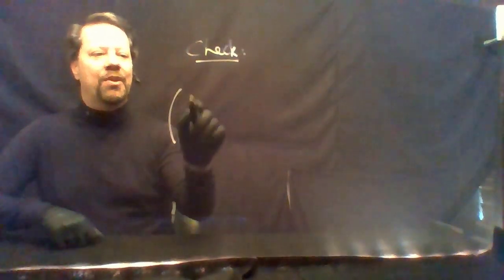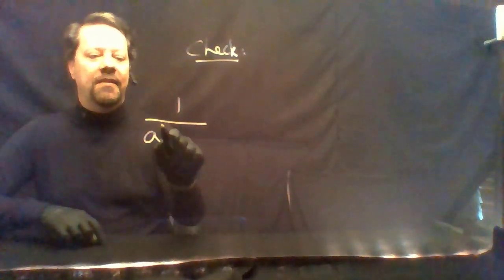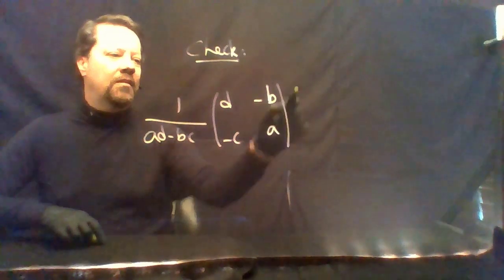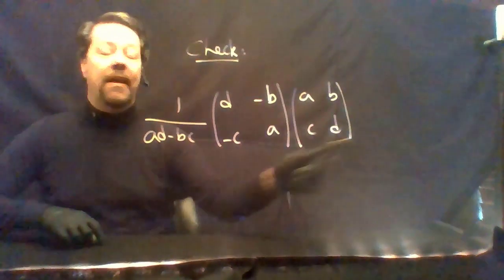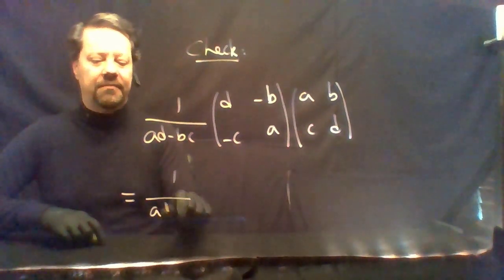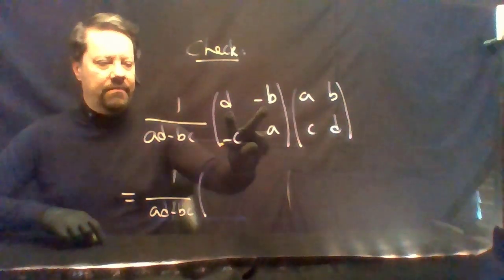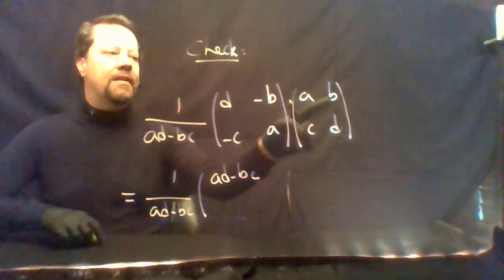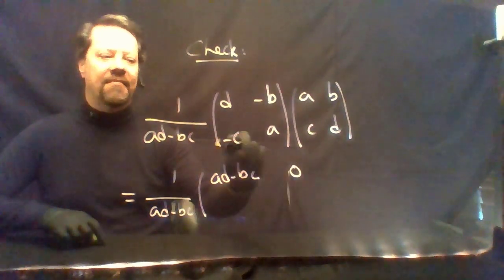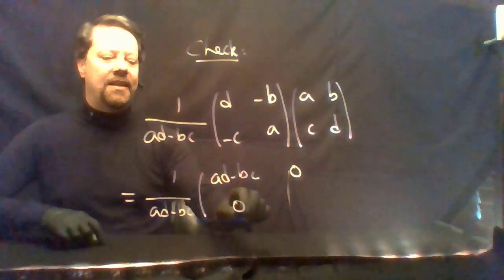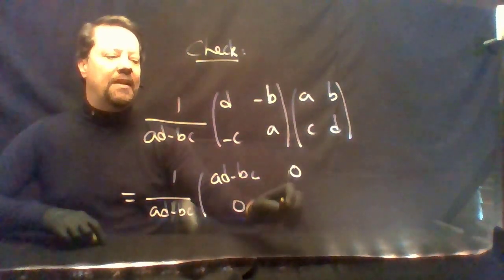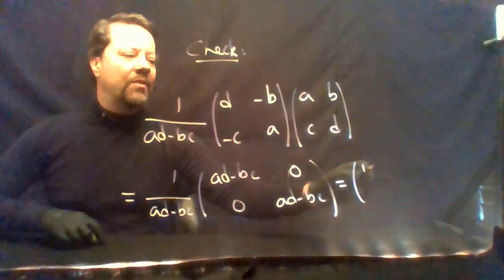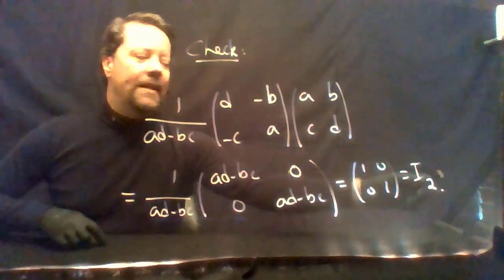Here's our check. We'll multiply our proposed inverse by the matrix A, B, C, D, and hope to get the identity matrix. As you can see, you'll get AD minus BC, and then BD minus BD, minus AC plus AC, and then minus BC plus AD. Multiplying through by the scalar, we get 1001, or the 2 by 2 identity.